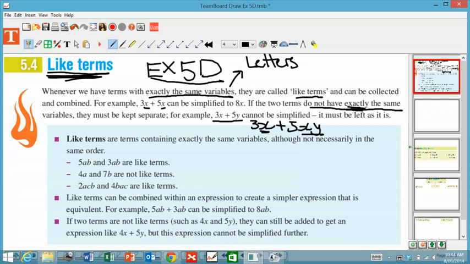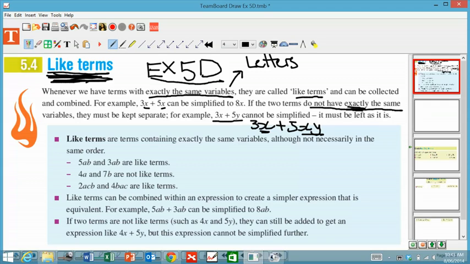Multiplication is very different, but I'm not going to go there. If you're multiplying these, you can do some stuff with them, but adding, you can't. So when you're dealing with like terms, normally you're talking about adding and subtracting only. Alright, so here are some notes that you probably need to write into your books, please.